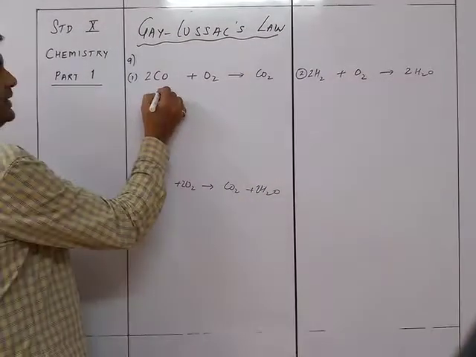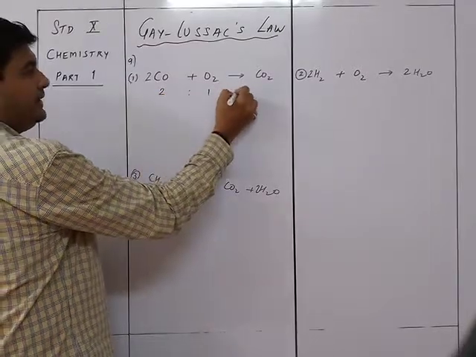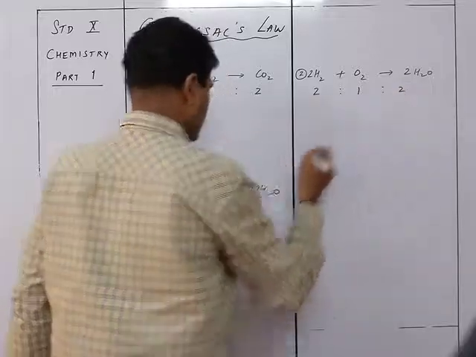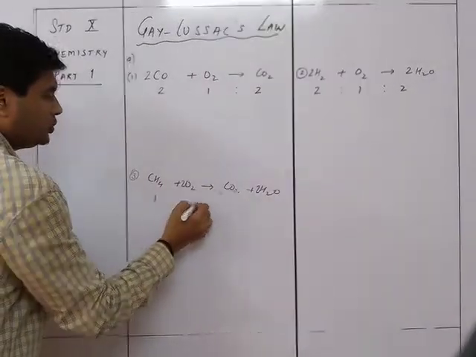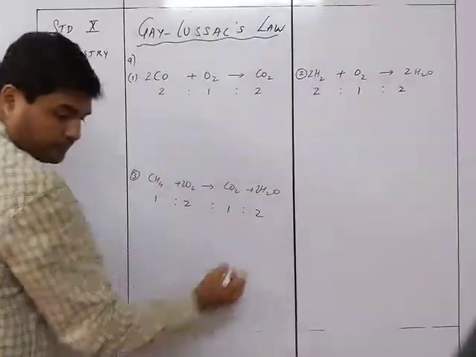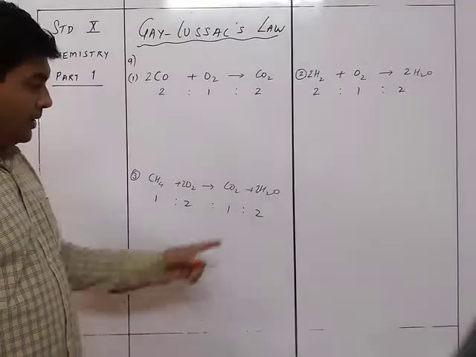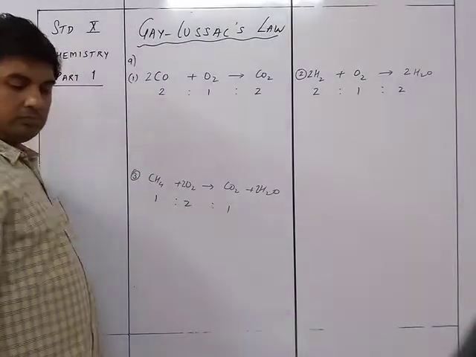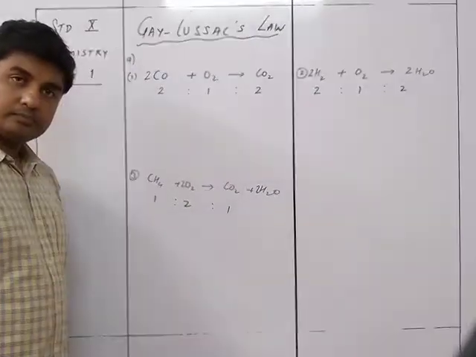So the ratio over here is 2 is to 1 is to 2. Here it is 2 is to 1 is to 2. Here it is 1 is to 2 is to 1 is to 2. Right? But I will not take this because this is a liquid. So we will take only this part. Okay.